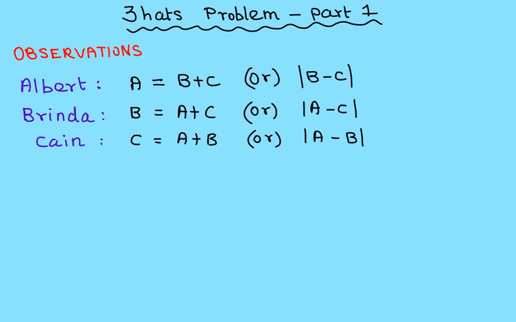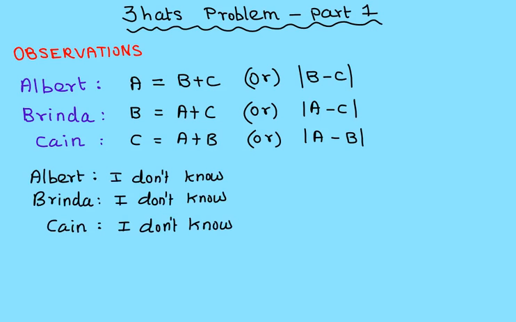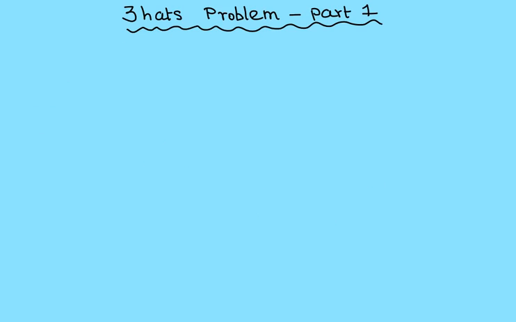But as we have seen in the first round, all three have said I don't know. So this implies that all the numbers are different. So these are some observations. Now let us consider some simple scenarios to understand what is going on.